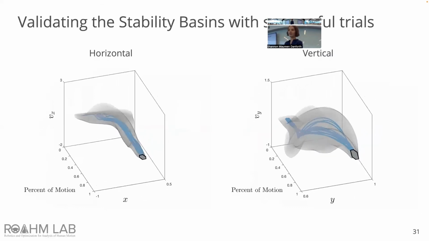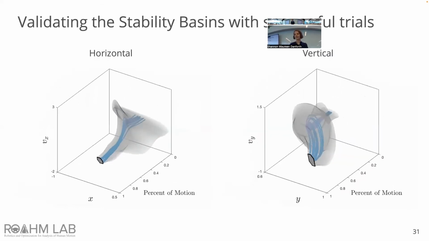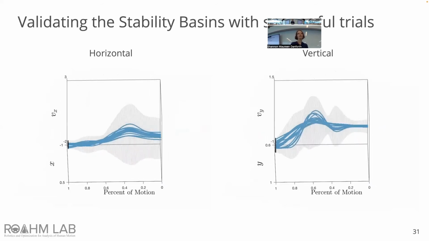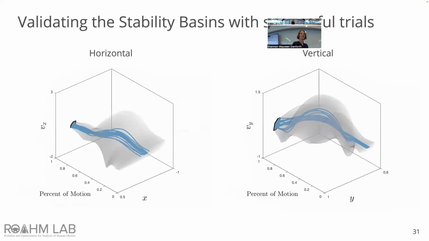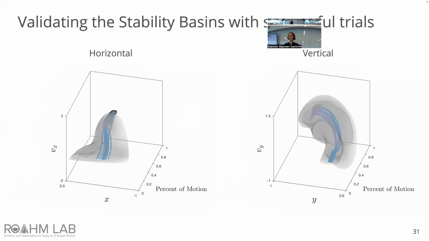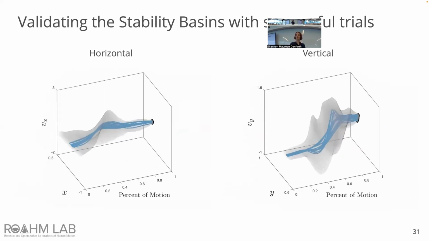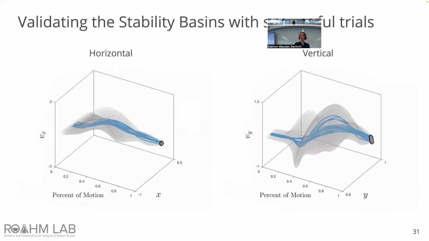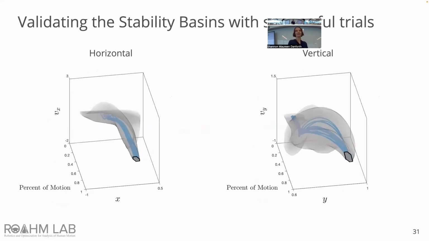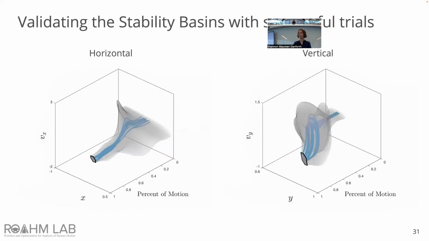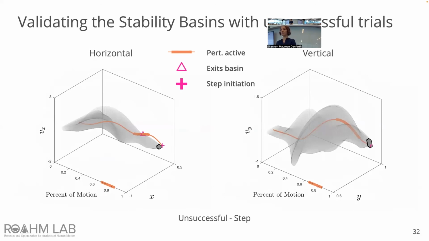And next, we want to validate that these stability basins can accurately characterize when trials will be successful or unsuccessful. And so here we see that all of the blue successful trials are contained inside the stability basin, so they're accurately characterized as successful. We also want to check that trajectories exit the stability basin before that change in control strategy occurs.